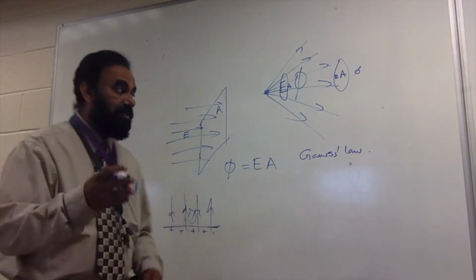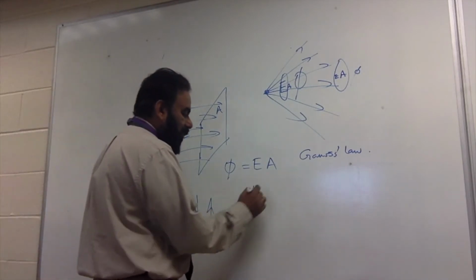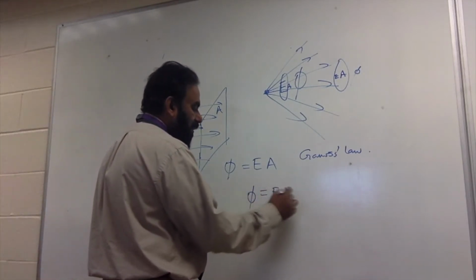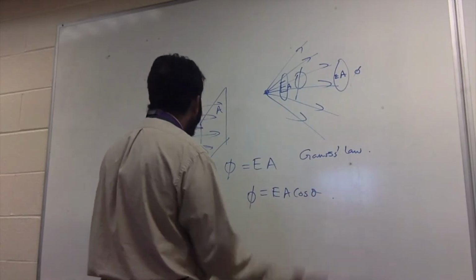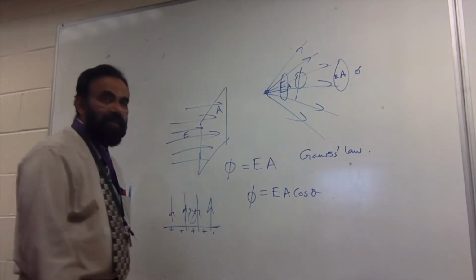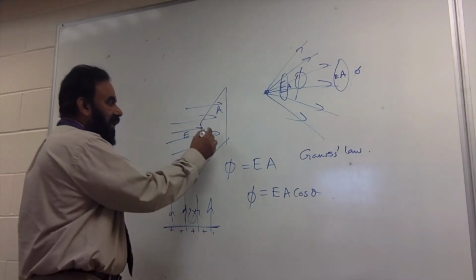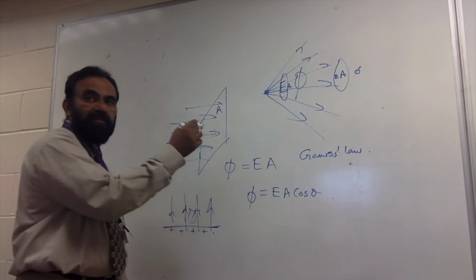And now I told you the angle plays an important role. That's why we generally have the equation as EA cosine theta. Now what is that theta supposed to be? It's the angle made between the field lines and the perpendicular to the plane.